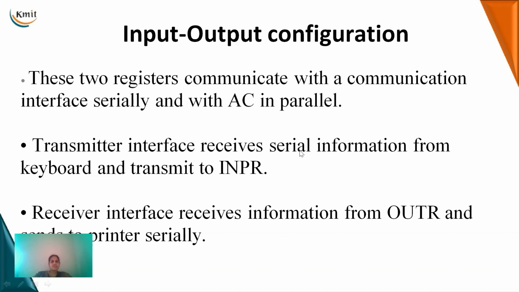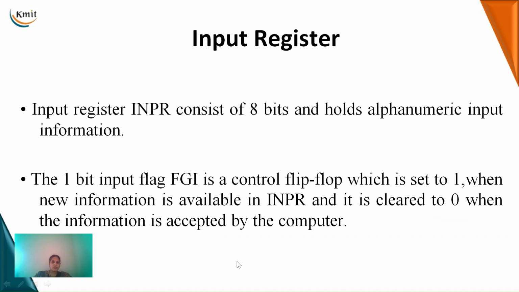The transmitter interface receives the serial information from the keyboard and transmits it to the input register. The receiver interface receives the information from the output register and sends it to the printer serially. So the input register holds 8 bits of information, and the 1-bit input flag FGI is set to 1 when new information is available in the input register, and it is cleared to 0 when the information is accepted by the computer.